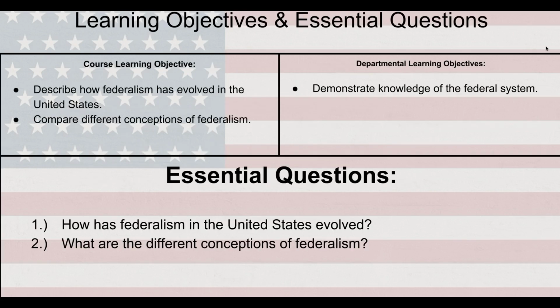So, just a review of your learning objectives and your essential questions. And so if you have any questions on federalism, this is something that you really need to understand as we move forward. It's going to be something that really plays out in all of government, the relationship between the state government and the federal government, and who has the power to act in certain realms or spheres of influence.